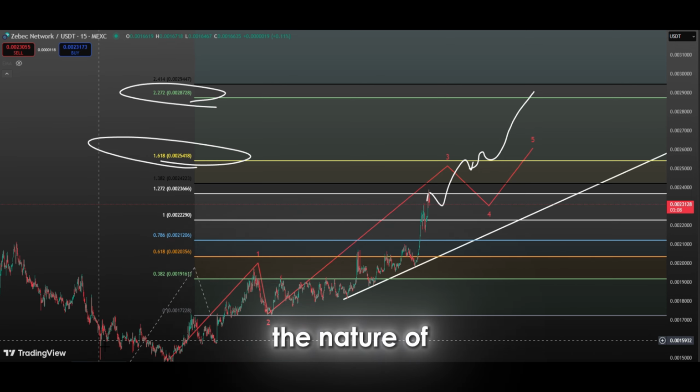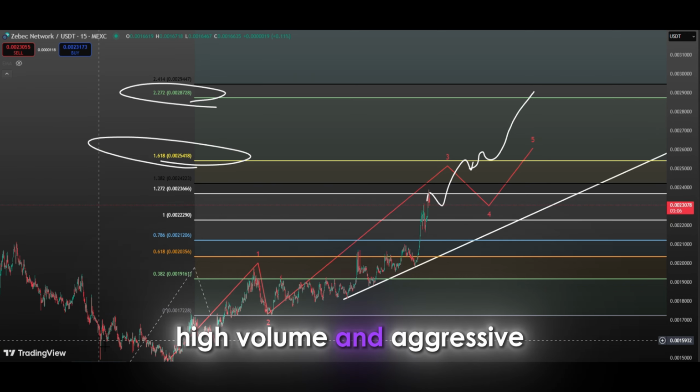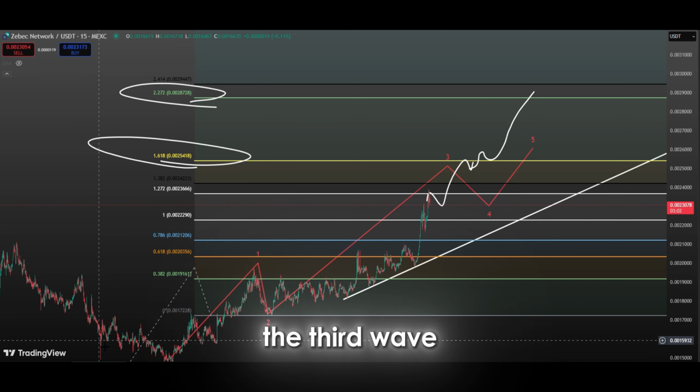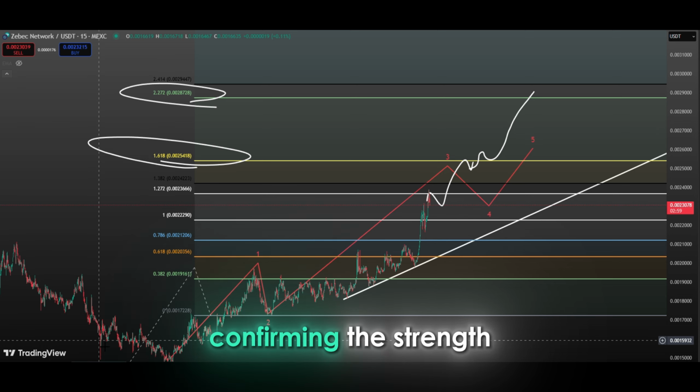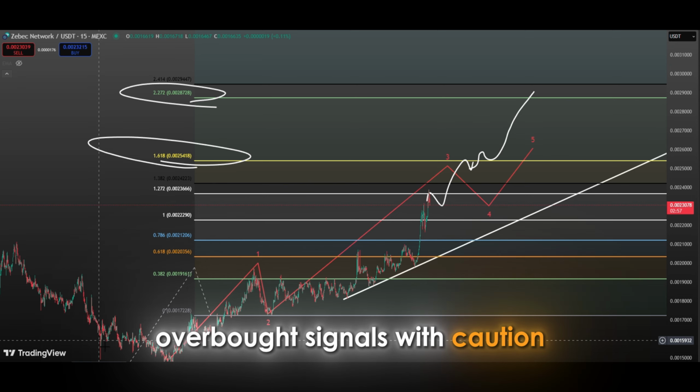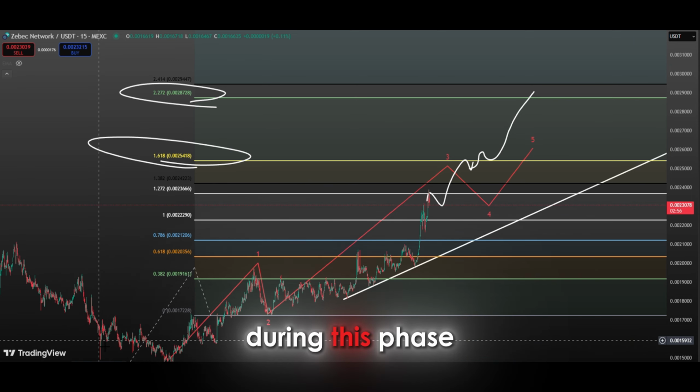Moreover, due to the nature of the third wave, price movements are typically strong, high volume, and aggressive. This causes pullbacks during the uptrend to be short and shallow. Even if technical indicators approach overbought territory, during the third wave they can remain at such levels for extended periods, confirming the strength of the trend. Therefore, investors should interpret traditional overbought signals with caution during this phase, as conventional indicators may become invalid.